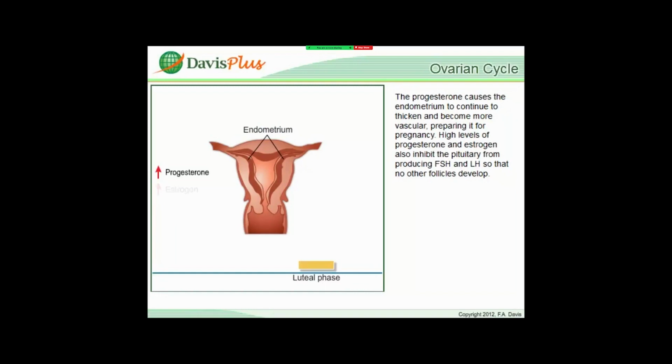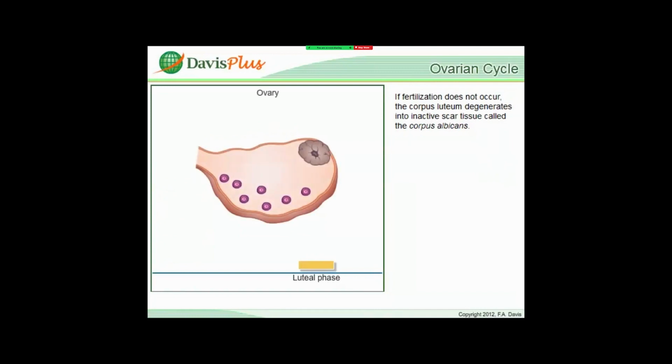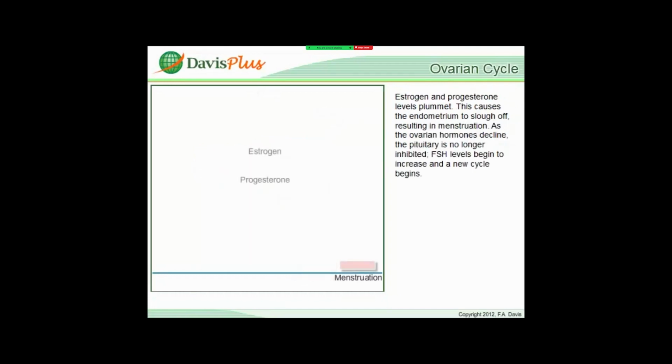High levels of progesterone and estrogen also inhibit the pituitary from producing FSH and LH so that no other follicles develop. If fertilization does not occur, the corpus luteum degenerates into inactive scar tissue called the corpus albicans. Estrogen and progesterone levels plummet. This causes the endometrium to slough off, resulting in menstruation. As the ovarian hormones decline, the pituitary is no longer inhibited. FSH levels begin to increase, and a new cycle begins.